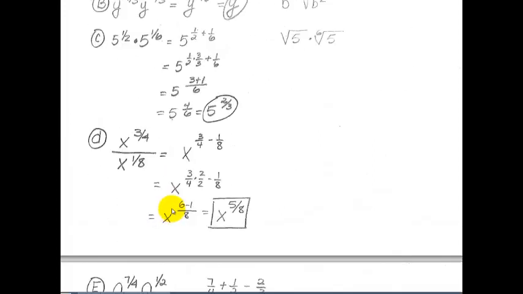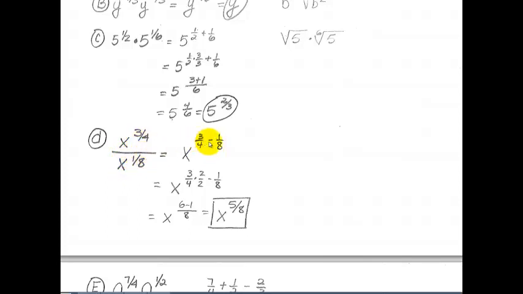Alright, let's go to problem letter D. Letter D, again, we have exponents. There are fractions, but in this case we're dividing, and the rule of exponents is if you're dividing something that has the same base, which is this case right here, what are you going to do with the exponents? Well, you're going to subtract.